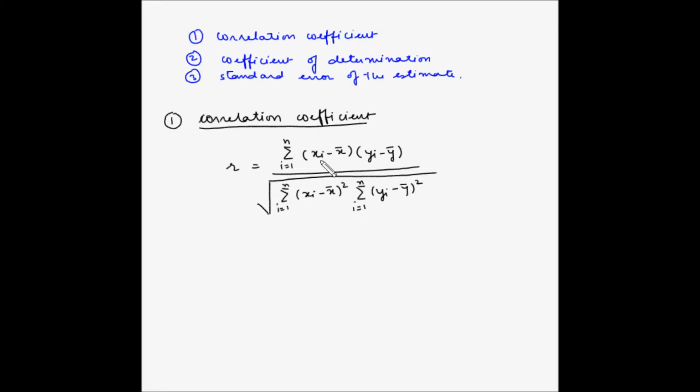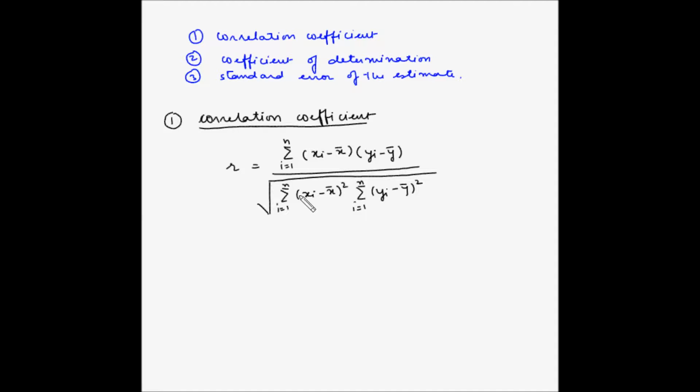Now what this means is that first we have to find out the values of xi minus x bar, then we have to find the values of yi minus y bar. We have to multiply the two and find the sum of all these values.